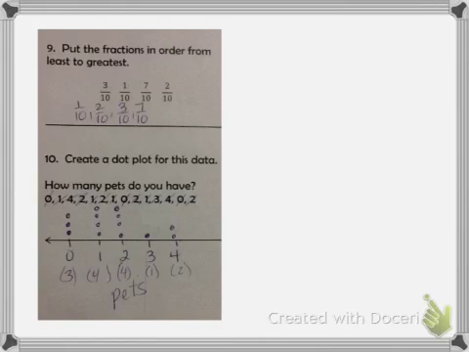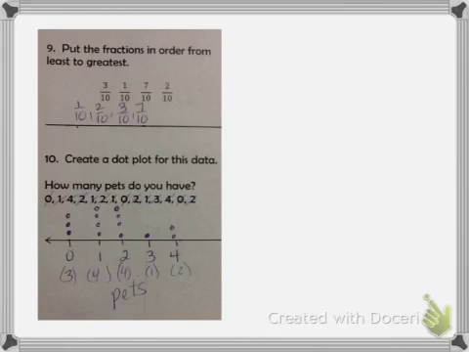Number 9, put the fractions in order from least to greatest. We know that when the denominators are the same, and in this case they're all 10, the smaller the numerator, that's the number on the top, the smaller the fraction. So 1/10 is smaller than 2/10. Those are smaller than 3/10, and all of those are smaller than 7/10.